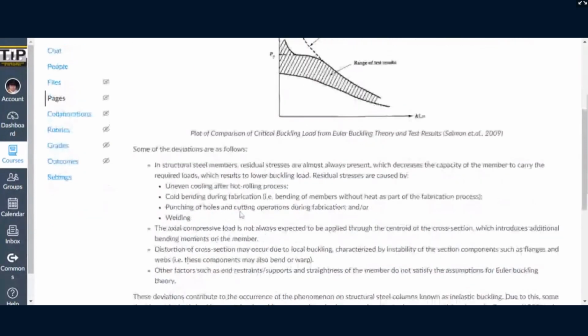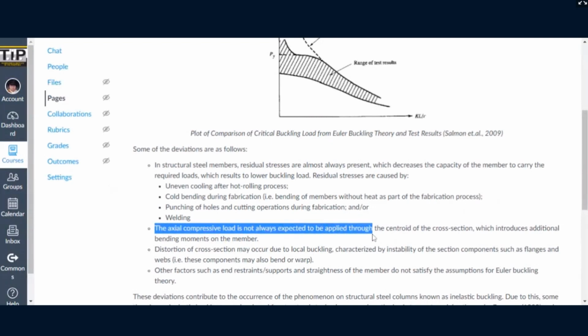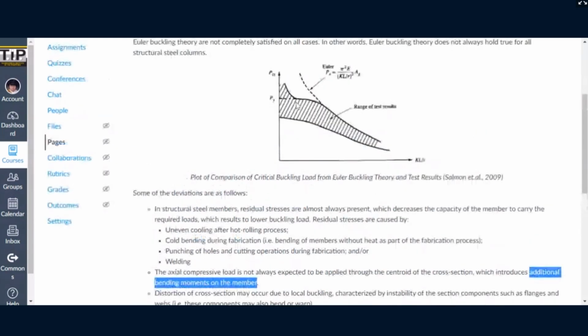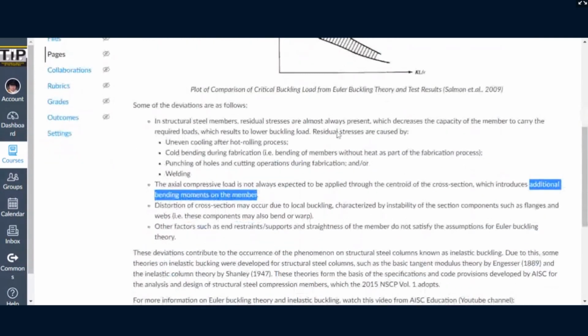Another reason is that the axial compressive load is not always expected to be applied through the cross-section. So meaning, nagkakaroon ng eccentricity. So kung nagkakaroon ng eccentricity, you develop additional bending moments on the member. And if you have additional moments, you introduce additional stresses. So that's why bumababa yung load na kailangan mong i-apply para mag-buckle siya or mag-fail.